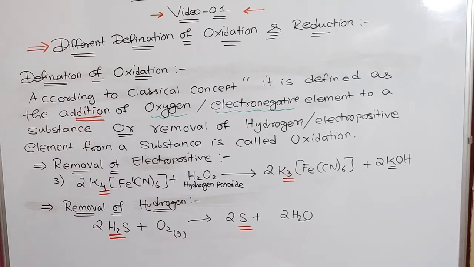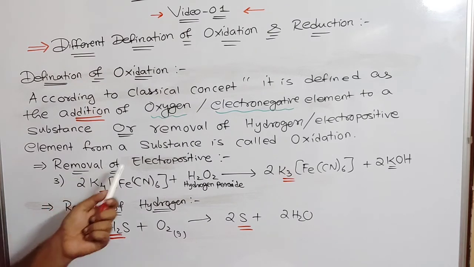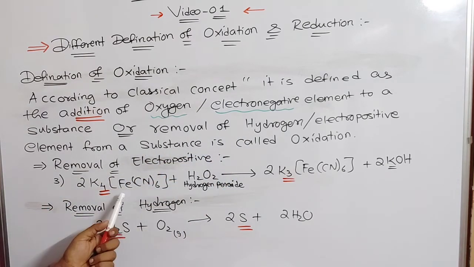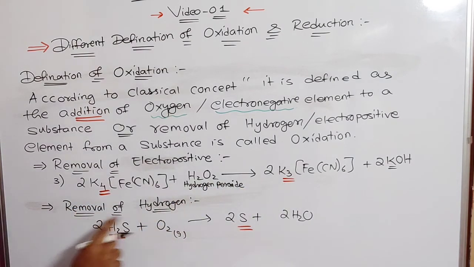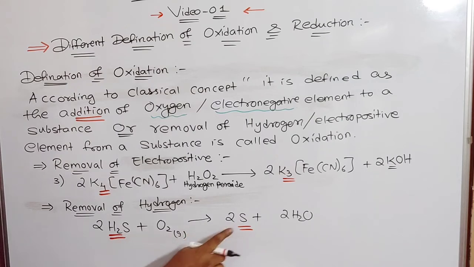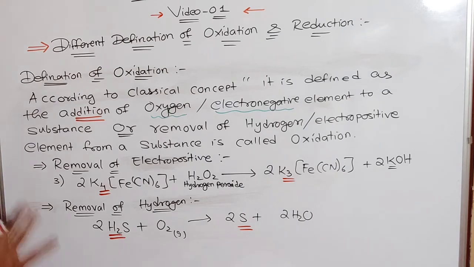In this case there are 4 examples we have seen. First, addition of oxygen and addition of electronegative element, in which we saw fluorine. Then we saw removal of electropositive element, in which potassium is being removed, and removal of hydrogen, where hydrogen is removed from sulfur. That's why we call this an oxidation reaction. Understood this part? So these were the 4 definitions of oxidation.